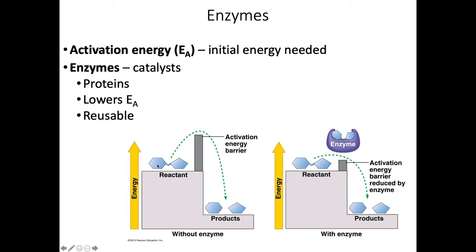So here we have the reactant, and at the beginning of a chemical reaction, it needs a lot of energy to get started, to proceed to the product side. This picture represents the reaction without an enzyme, where this energy is a lot, this barrier is high. But if you have an enzyme, it will bond to the reactant and put in energy, so the activation energy needed to start the chemical reaction is lowered. Enzymes lower this activation energy barrier to make the reactant side proceed to the product side faster. And these enzymes can be reused. We don't just use an enzyme once and throw it away. We use them over and over.